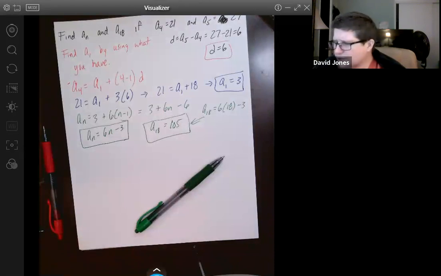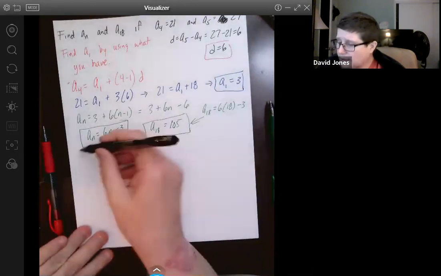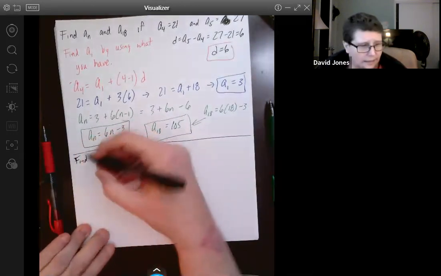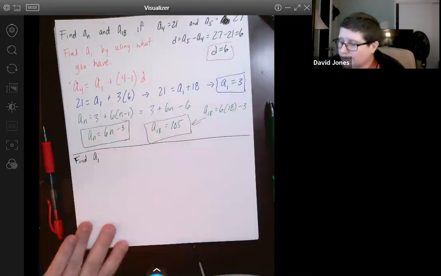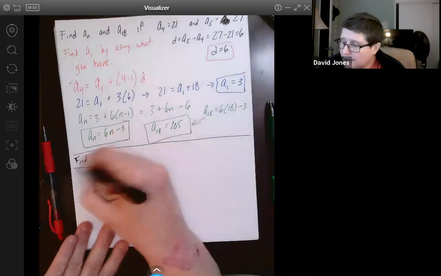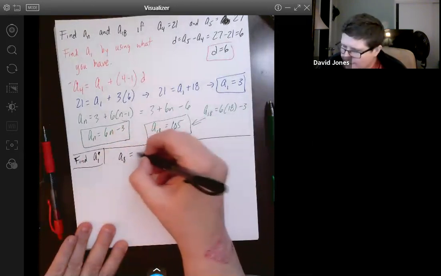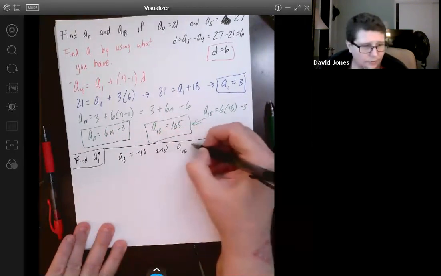Make it a little bit trickier. They may not be in a row. I put these two in a row. Let's kick it up a notch. Find a sub 1 here. That's all we're going to do. Find a sub 1. And what we're going to have is a sub 8 equals negative 16, and a sub 16 equals negative 40.